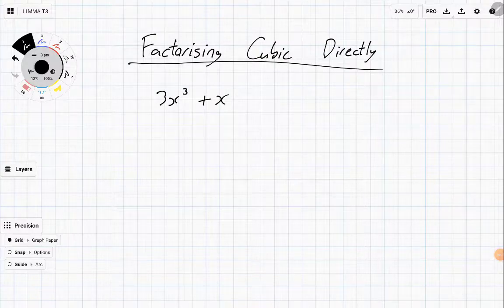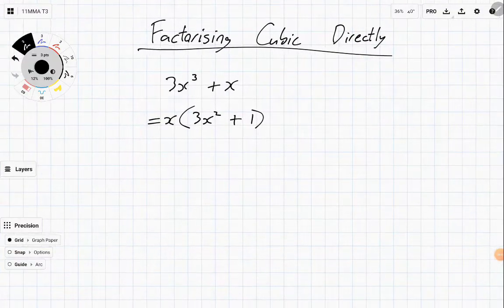Now, factorizing directly means that there's going to be a common factor between the terms. And in this case, we can see that the common factor is just x. So we're going to pull x out the front. We're left with 3x squared, right? Because x times 3x squared is going to give us 3x cubed, and x times 1 is equal to x. So I'm going to put just like that. So this would be the factorized version of that.